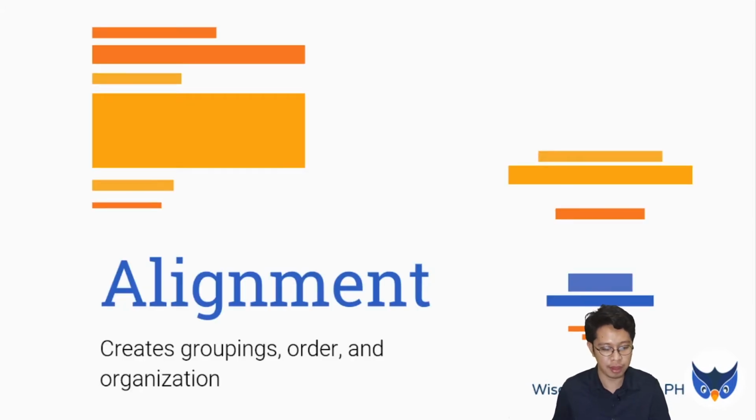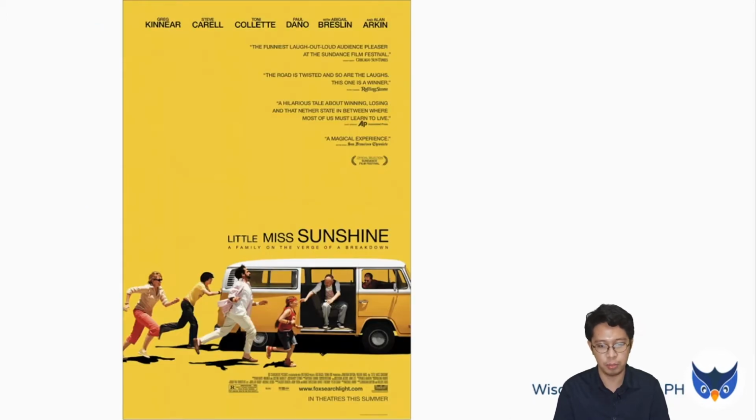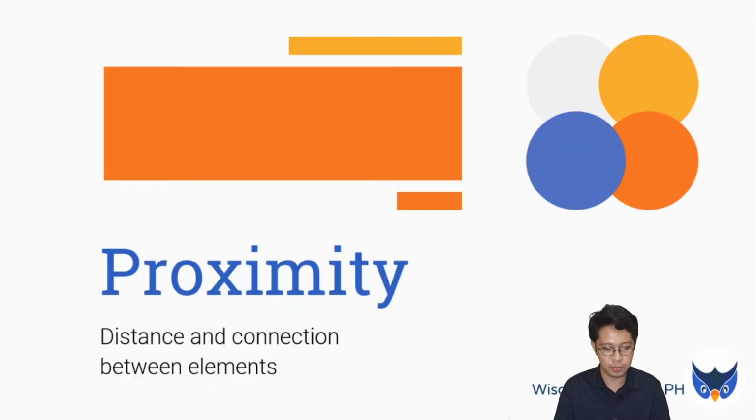So first is alignment. So alignment creates groupings, order, and organization. So when we align, inaayos natin yung pagtingin sa isang bagay. So an example here is this movie poster from Little Miss Sunshine. Lahat ng content niya ay naka-shift sa right, naka-align sa right, and ginaguide niya yung mata natin from top to bottom portion. Next that we have is proximity.